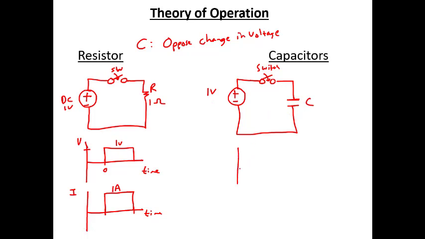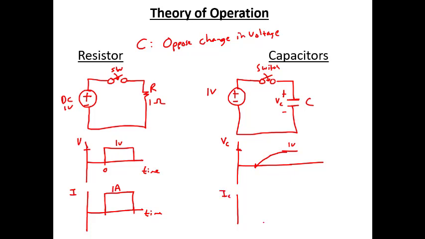So what's going to happen here is if we looked at the switch turning on and we do the voltage across the capacitor, so this would be VC, it's going to start at 0. We're assuming that the capacitor is discharged, and it's going to charge up to 1 volt. As soon as it gets charged up to 1 volt, what's going to happen is the current is going to stop.